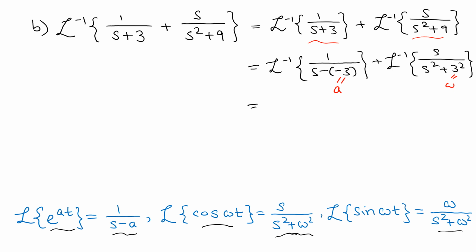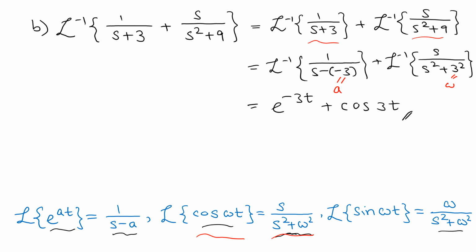In this case a is negative 3, so it's going to be e to the negative 3t, that's the first term. If you do the second one, you can see it's s over s squared plus omega squared, that is the cosine one, because that's an s term. It's the cosine one, so that means it's going to be cosine omega t, in this case omega is 3, so it is cosine 3t. So that is the answer for the second one.